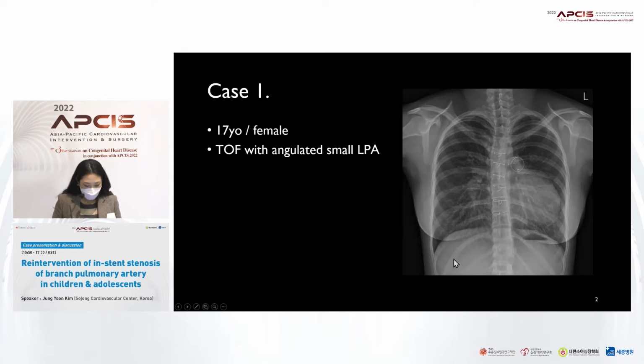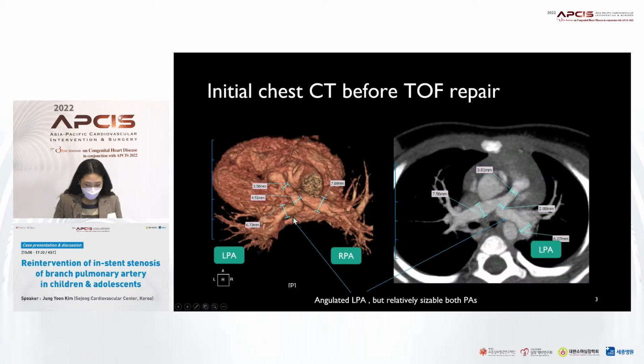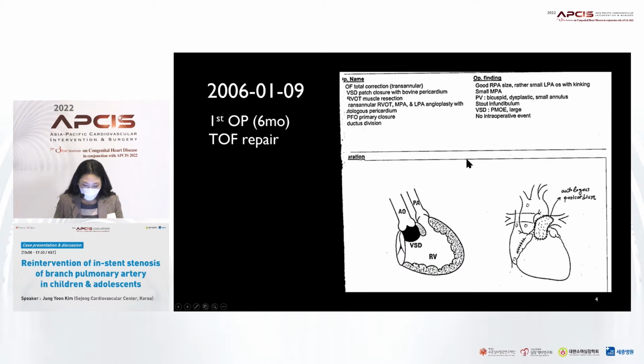So case 1, a 17-year-old female patient who was initially diagnosed with TOF with angulated hyperplastic LPA. Initial chest X-ray and chest CT before TOF repair noted infundibular stenosis, small MPA and angulated LPA, but relatively sizable both PAs. She underwent TOF repair at 6 months, and transannular RVOT widening and MPA and LPA angioplasty to fix the angulation was performed.